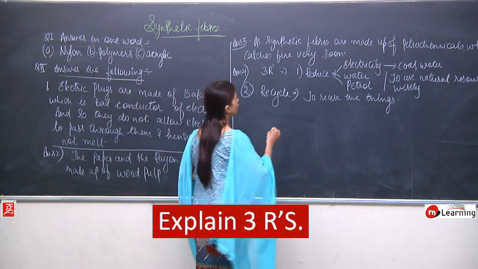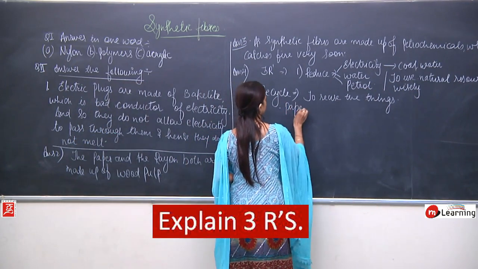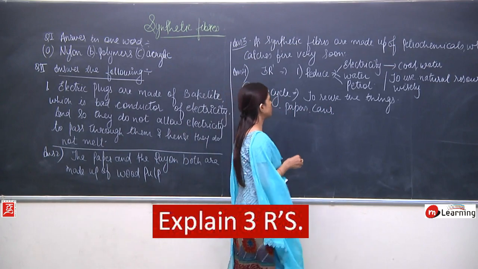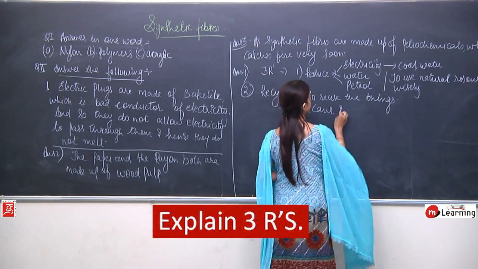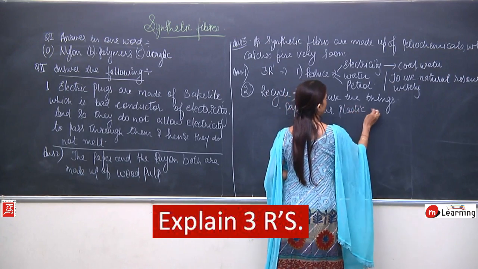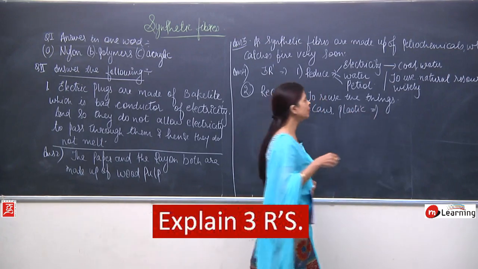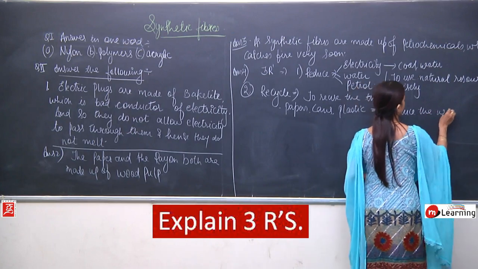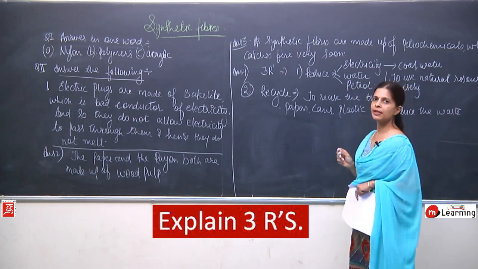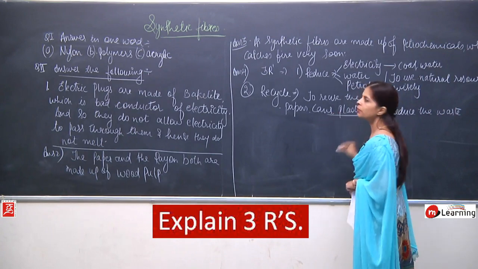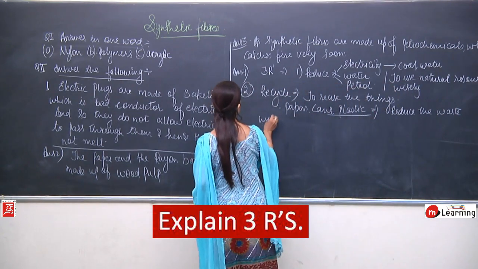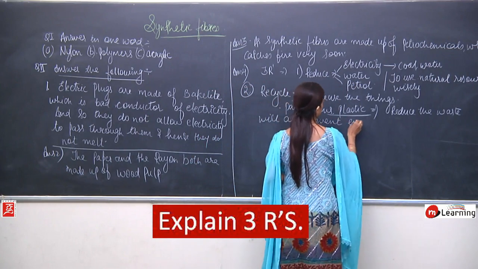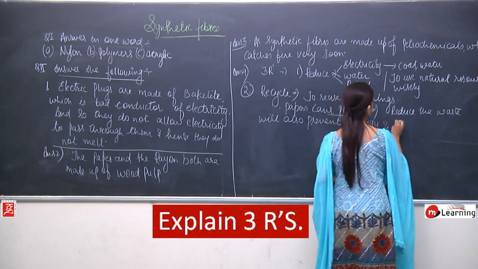Nowadays the recycling can be done of the papers, cans, even the metal cans. Yes, I'm talking about the metal cans. Even the plastic can be recycled. So the things should be recycled. What will happen? It will reduce the waste, and it will also prevent energy and resources.